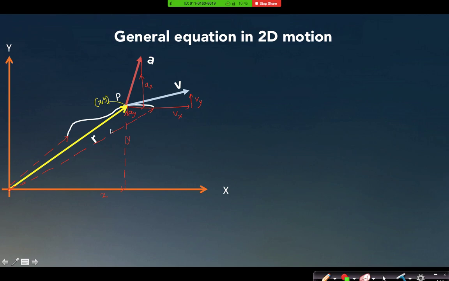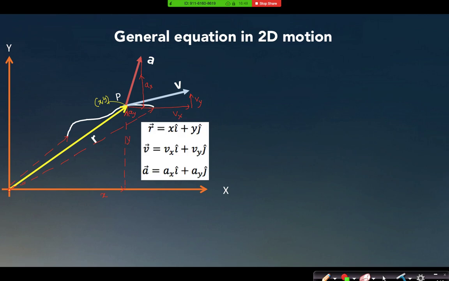So what can we say? That its r vector can be written as x i cap plus y j cap. V vector can be written as vx i cap plus vy j cap, and a vector can be written as ax i cap plus ay j cap. I have taken the vectors and their components.